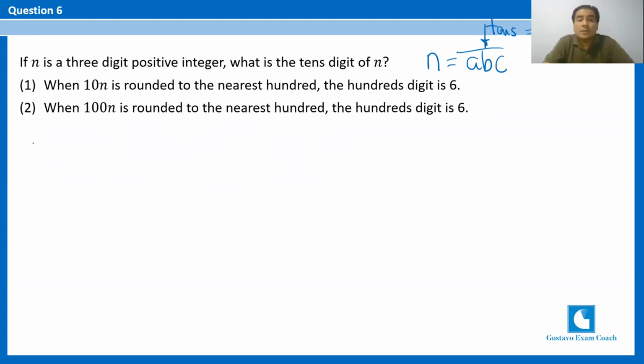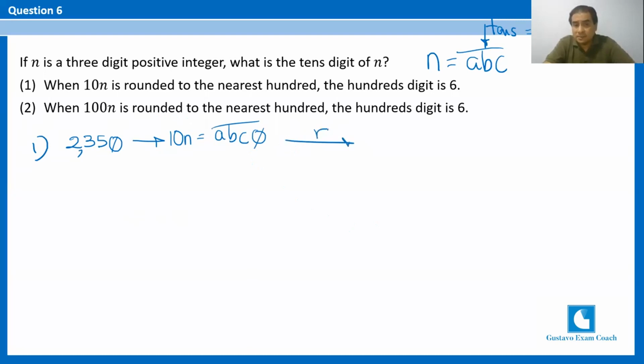Statement 1 says, when 10 times n is rounded to the nearest hundred, the 100th digit is 6. Imagine a number with 3 digits, like for example, 235. You multiply by 10, you just add a 0, 2350. So, because of this, 10n can be represented like A, B, C, 0. So this way, we have our 10 times n.